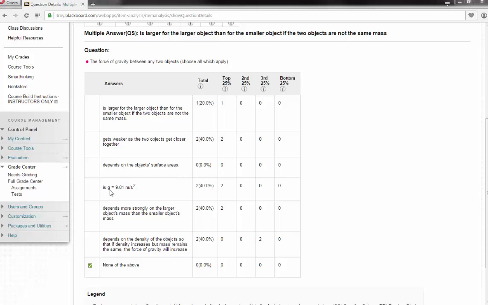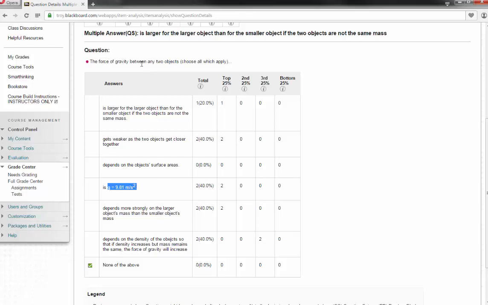Next option says that the force of gravity between any two objects is g equals 9.81 meters per second squared. This quantity, g equals 9.81 meters per second squared, is what's called the free fall acceleration. It's the acceleration due to gravity which an object near the Earth's surface will experience. So notice that there's a lot of qualifying terms that goes with that. For one thing, it's an acceleration. This is asking about a force, so we can eliminate it just on that.